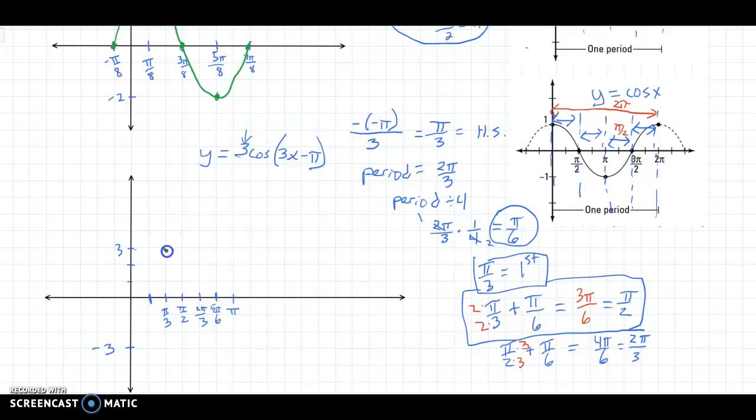Remember that cosine starts high, then goes baseline, then goes low, then goes baseline, then goes high. Now do your best to do a curve, not a bunch of lines connected together. And with my points being so close together, I'm having a hard time making a good graph. But I hope you get the idea here. This would be the graph of one cycle of y equals 3 cosine (3x minus pi). And there I have it with the horizontal shift.